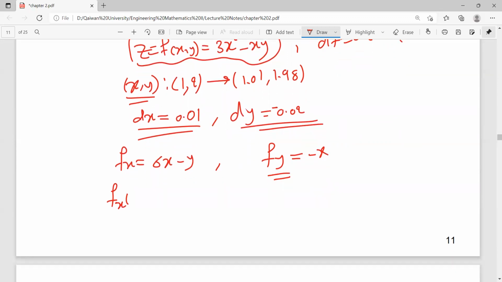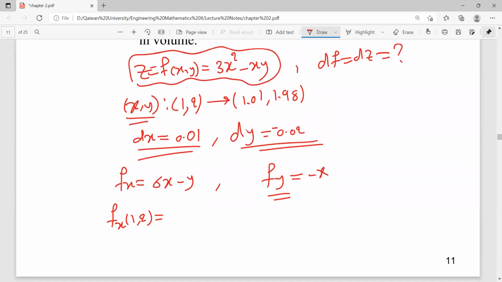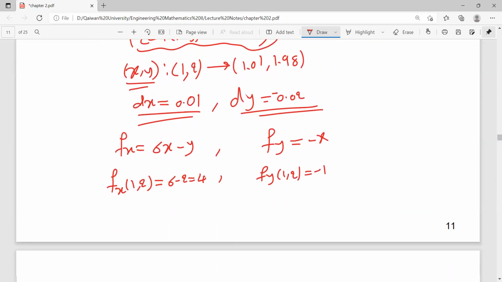And f sub x at (1, 2) equals what? For f sub x at (1, 2), we just replace x by 1 and y by 2. We get 6 minus 2, which is 4. And f sub y at (1, 2) is minus 1. We only have x here, minus x, so we just replace x by its value, minus 1.